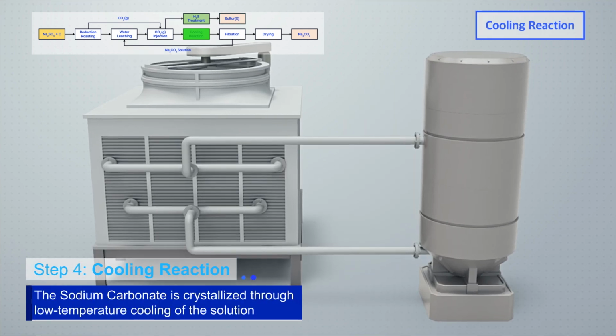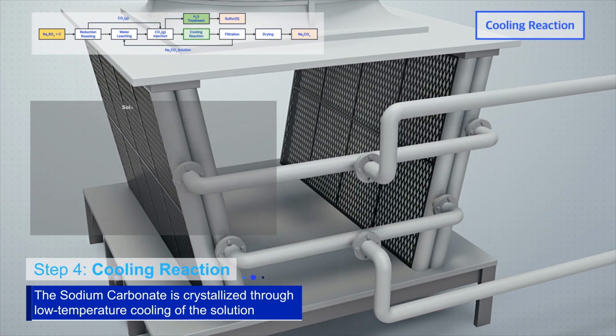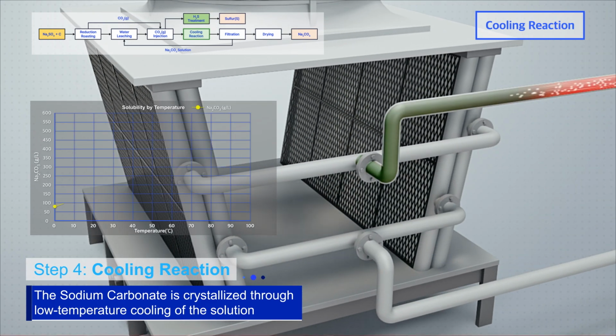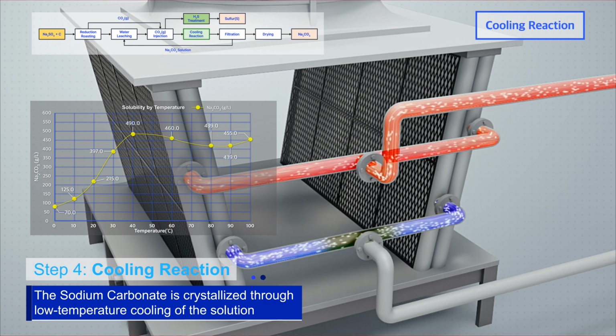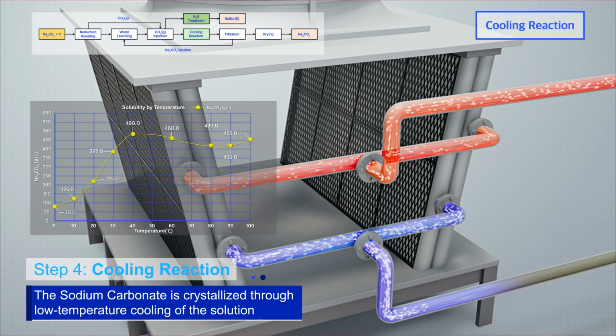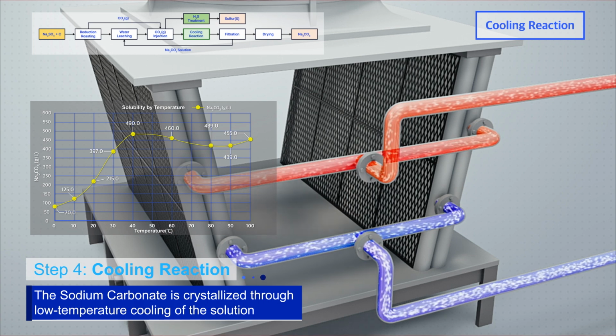In the fourth step, the sodium carbonate solution is cooled. Using the property of sodium carbonate, whose solubility decreases with lower temperatures, the solution is cooled to a low temperature using a cooler, thereby crystallizing sodium carbonate.